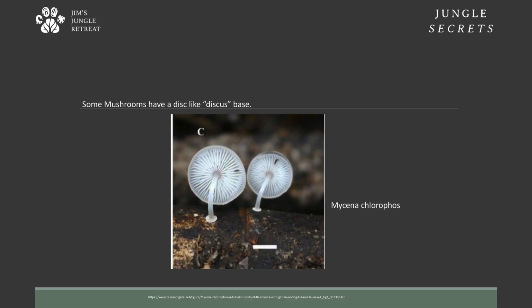Then certain mushrooms have a discus base. So the way they are attached to the wood or the substrate, it has a base. Discus base. This is another glow in the dark mushroom called Mycena chlorophos. Really beautiful looking mushroom. Small they are.